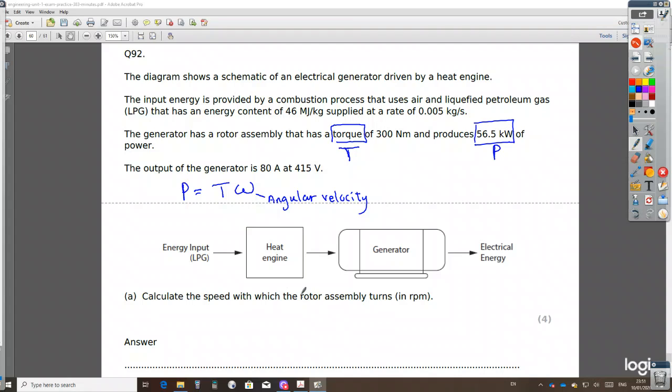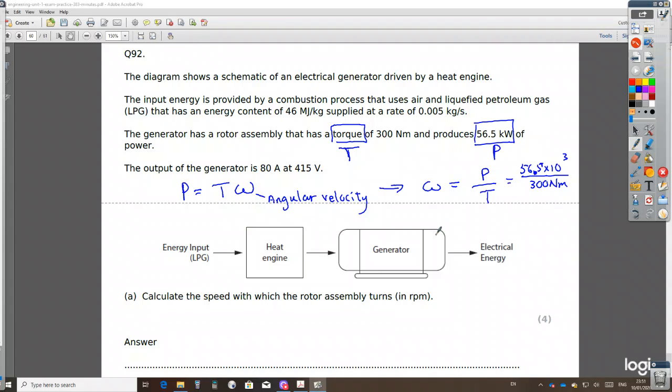Because we're looking for the speed at which it turns in RPM, really we are looking for the omega. So, omega, for 1 mark, is to rearrange the formula, so it's P over the torque, and that gives you 56.5 times 10 to the power 3 watts, because kilo is power of 3, divided by the 300 newton meters. So if you think about it, distance times force, that's actually a work done.